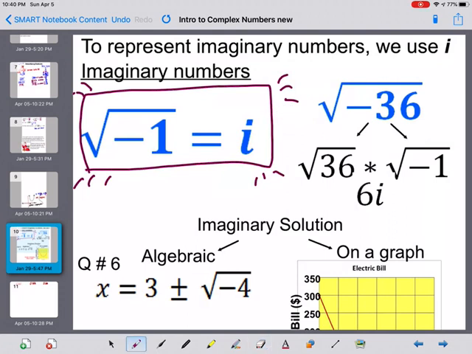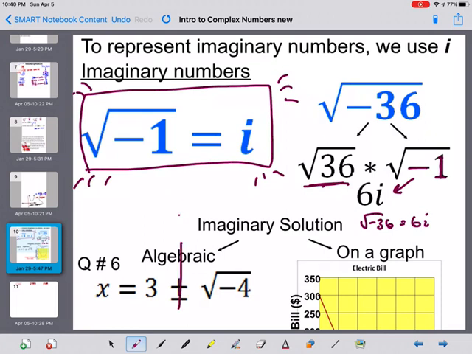To break it down, take the square root of negative 36. You first break it down and take out the negative 1 right here, okay? Then you say negative 1 times 36. So now I can take the square root of 36 because that's a nice number. The square root of 36 is 6. And then you write the square root of negative 1 as I. So the square root of negative 36 is equal to 6I.